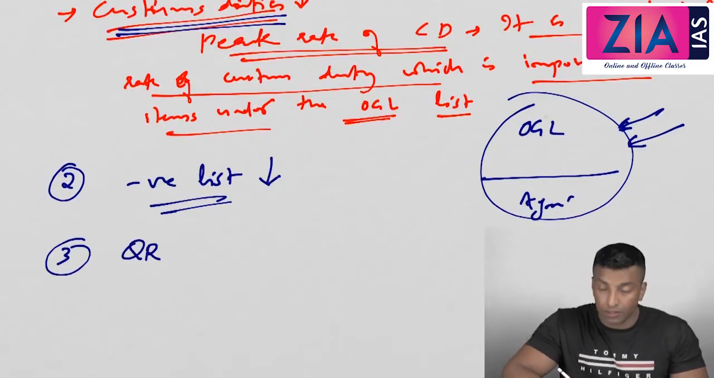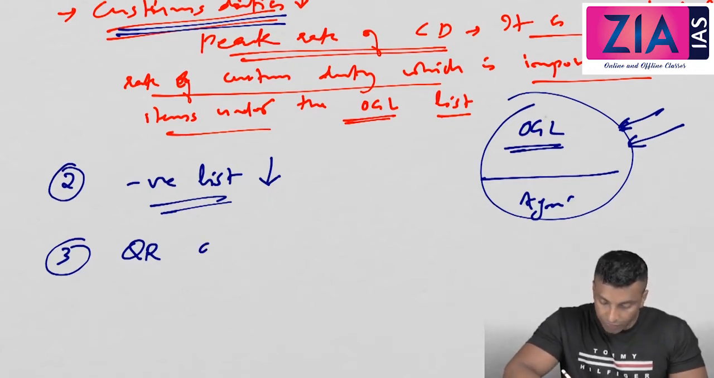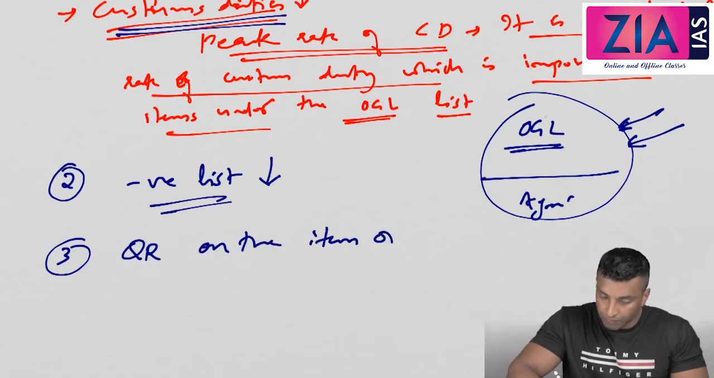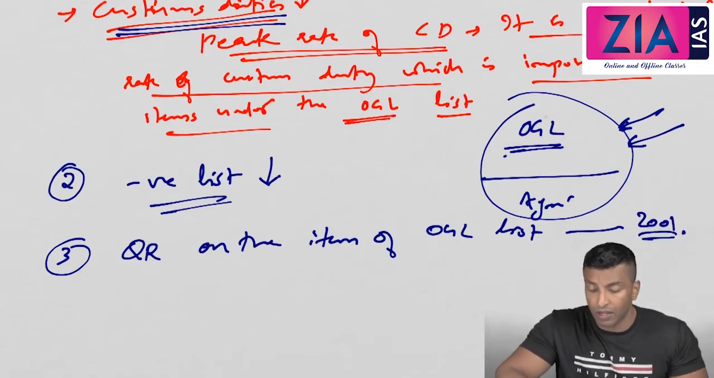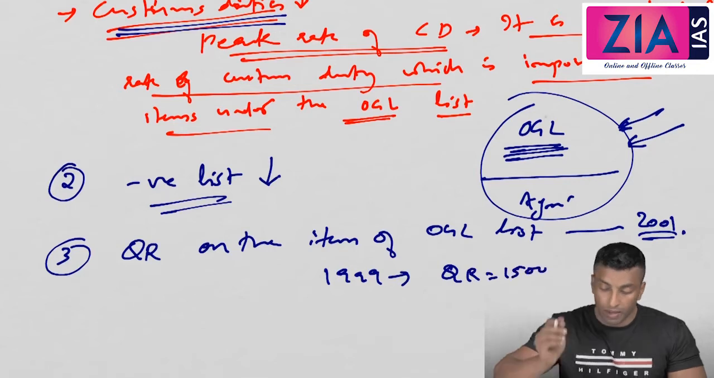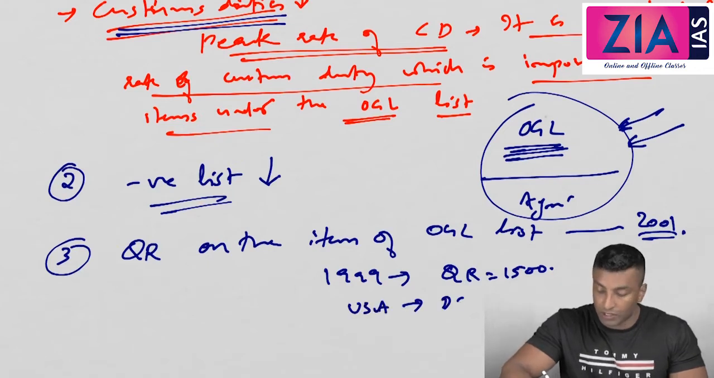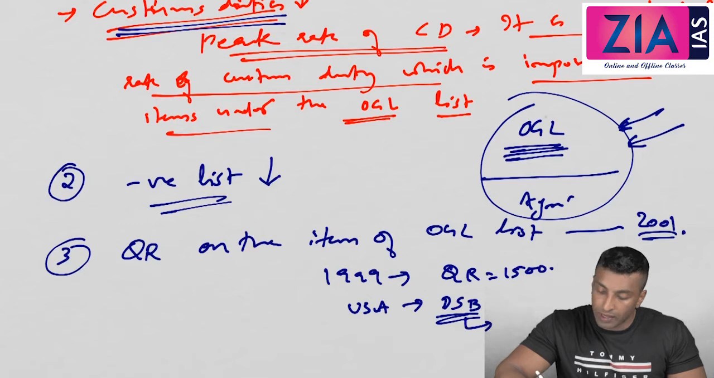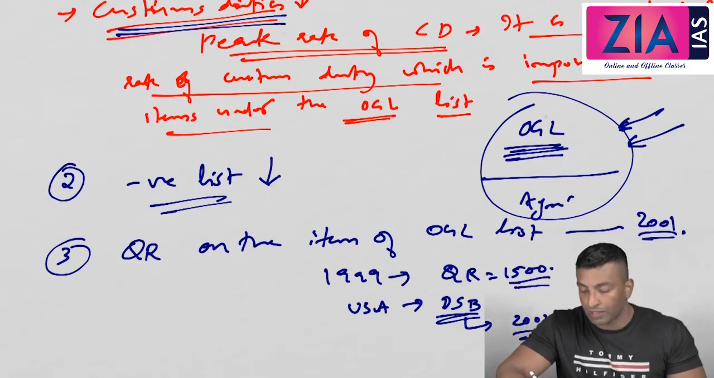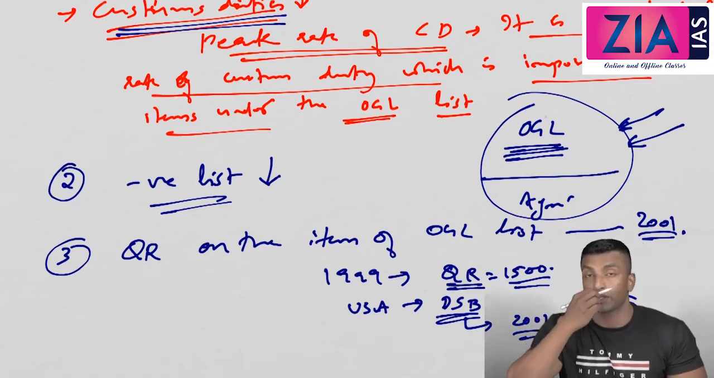Third one, quantitative restrictions on the OGL category have been abolished. Quantitative restrictions on the items of the OGL list were abolished in 2001, so they are no more there. In 1999 we had quantitative restrictions on around 1500 items, and as per WTO norms it was not allowed. So USA sued India in the dispute settlement board of WTO, and after that in 2001 we reduced this number to half. So quantitative restrictions were abolished later.